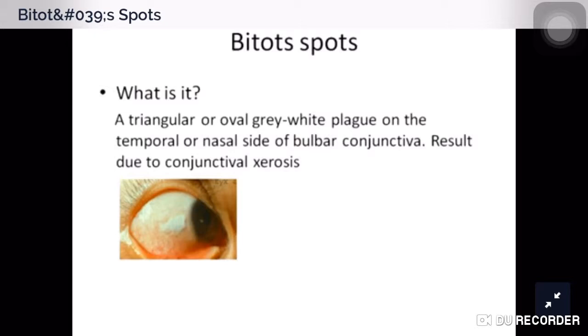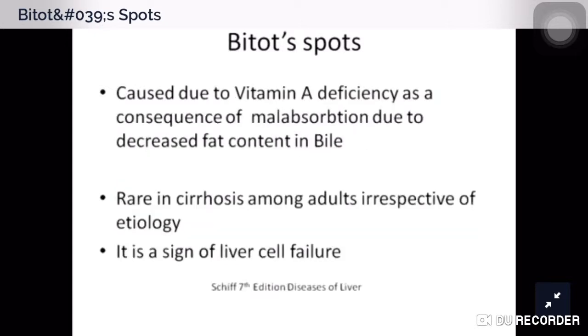vitamin A deficiency. Now, regarding the relation of Bitot spots with liver disease, it is believed to be due to malabsorption of vitamin A as a consequence of decreased fat content in the bile, and if present it is a sign of liver cell failure. However, we see it rarely in cirrhosis among adults irrespective of any etiology, and it is more frequently seen in children with advanced liver disease.